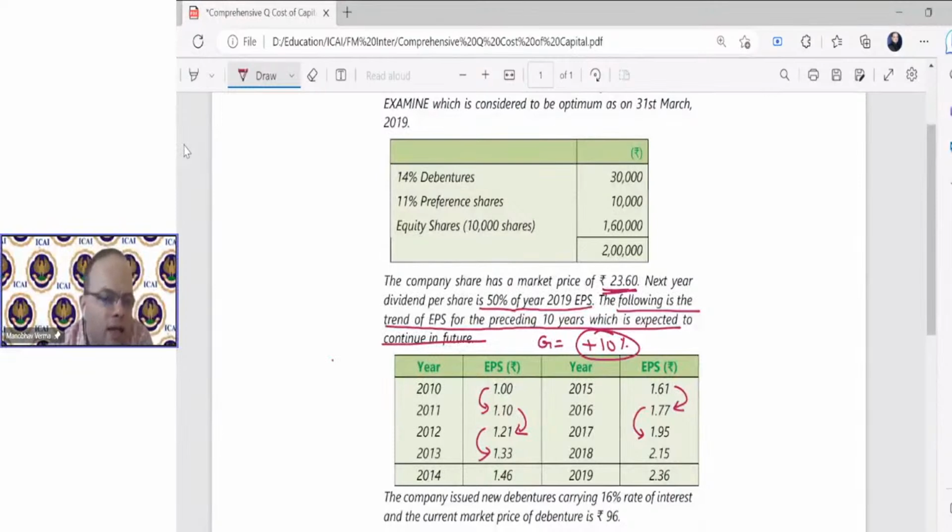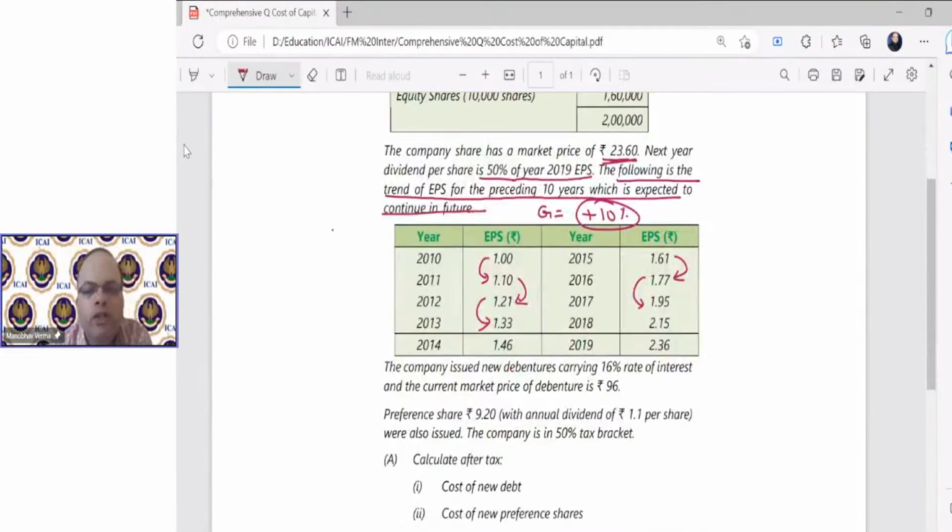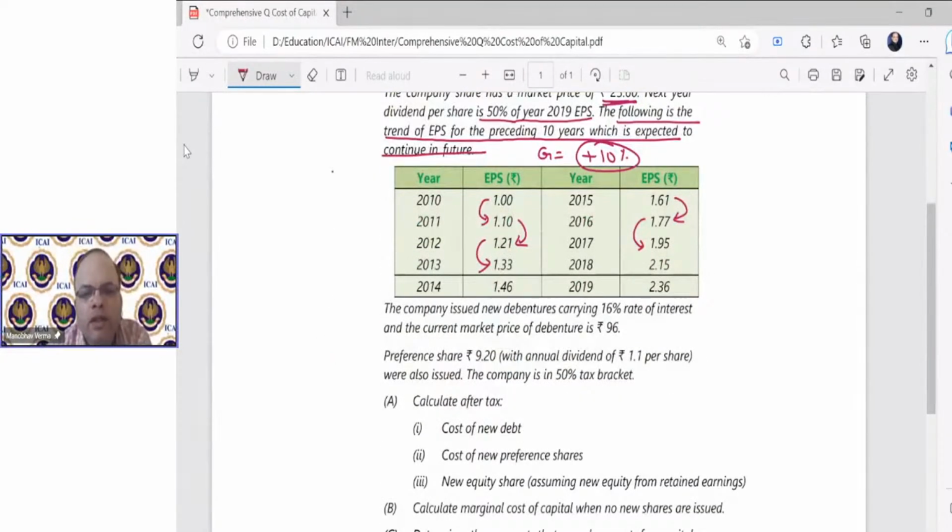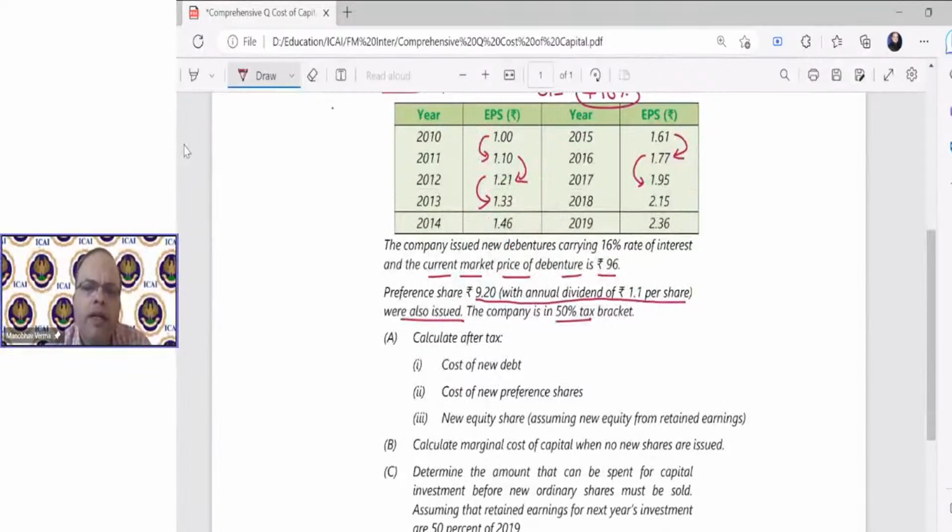So let's say the company issued new debentures carrying 16% rate of interest, and the current market price of the debenture is 96. Preference shares at 9.2 with an annual dividend of 1.1 were also issued. And the company is in the 50% tax bracket. So we have to calculate the after tax cost of new debt, cost of new preference shares, and new equity shares, assuming the new equity is from retained earnings.